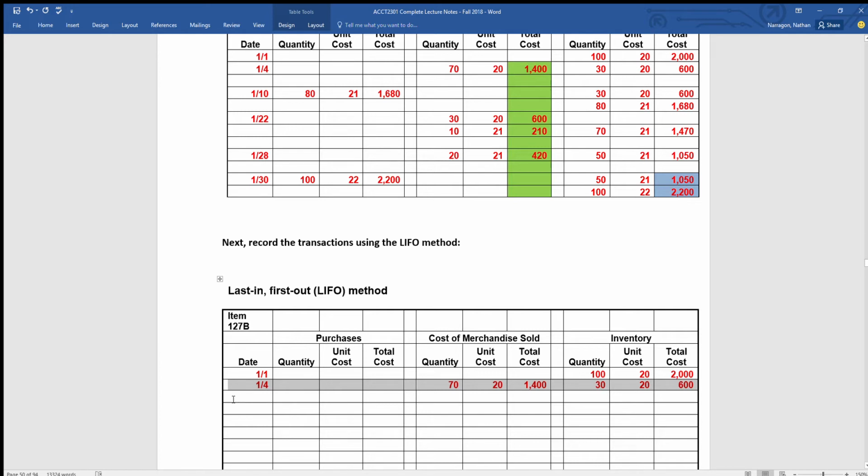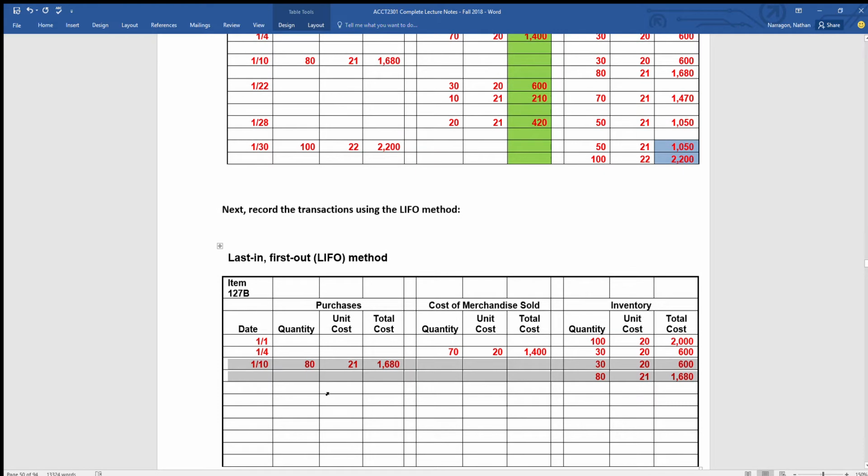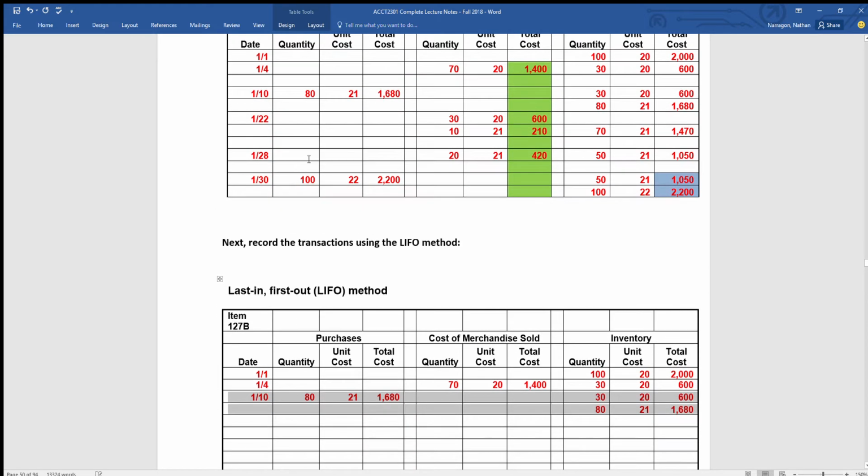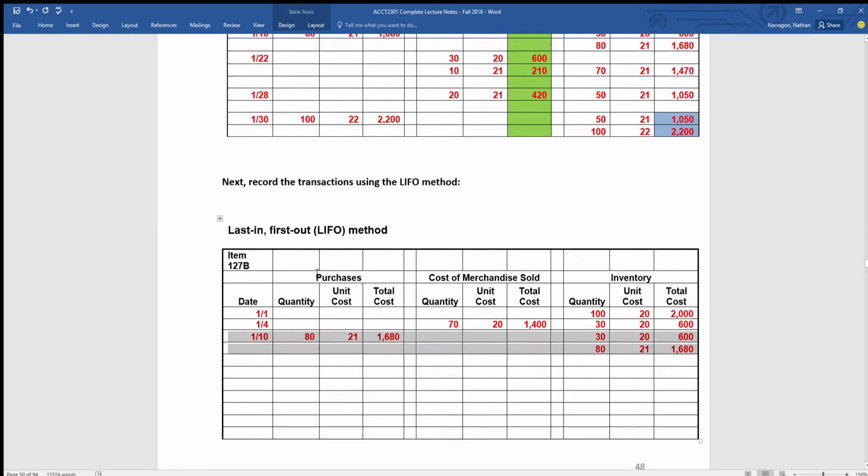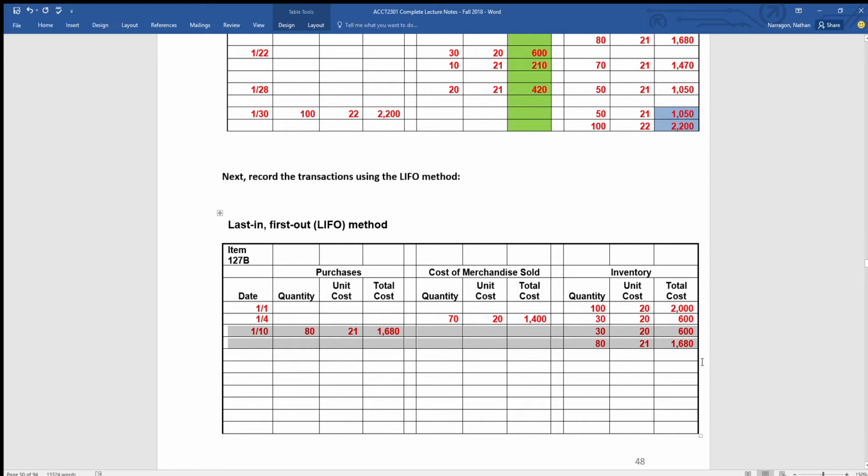On the 10th, again, nothing changes between the two. It's only going to change once we sell, when we have multiple inventory quantities with different costs. So here we go. On the 22nd, we decide to sell that 40.